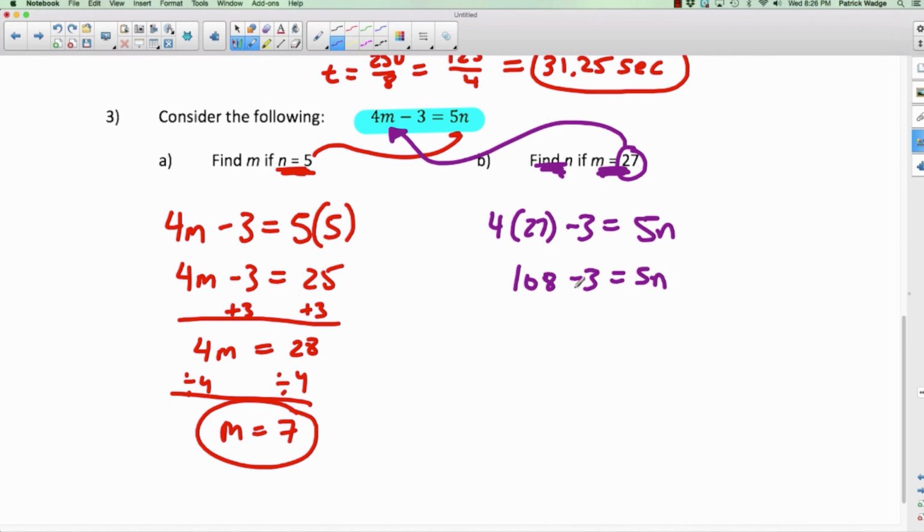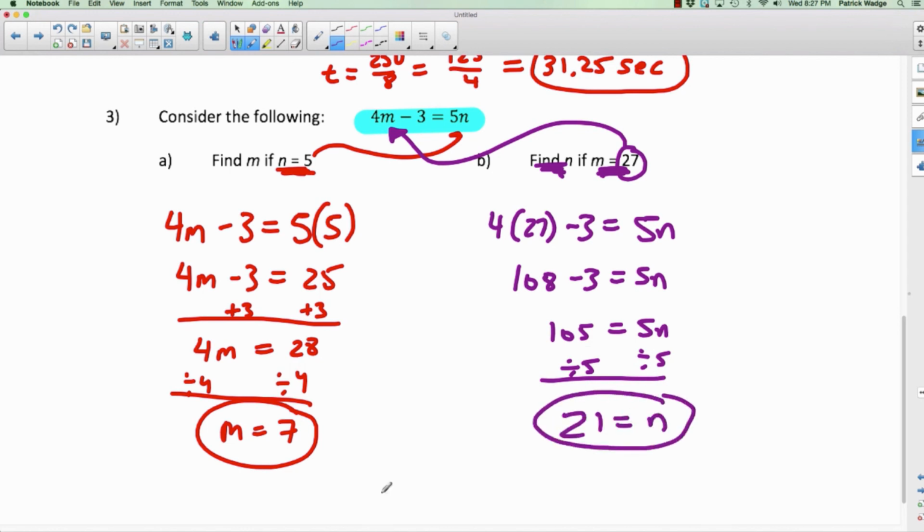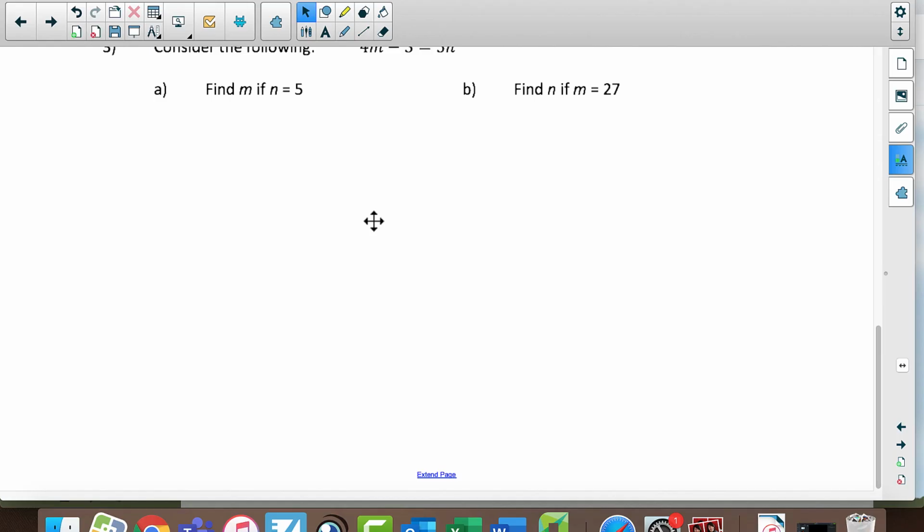Oh, look at this. We can combine like terms here on the same side. 108 minus 3 is 105 equals 5n. Last step, 5 times n. So we want to do the opposite and divide by 5. And 105 divided by 5 is 21. So 21 equals n, or n equals 21, whichever way you want to write it.